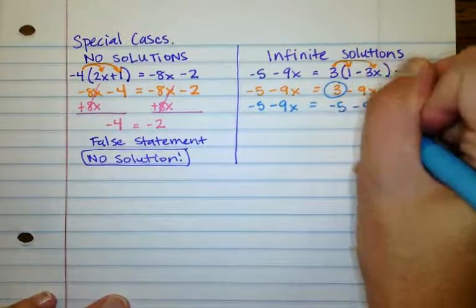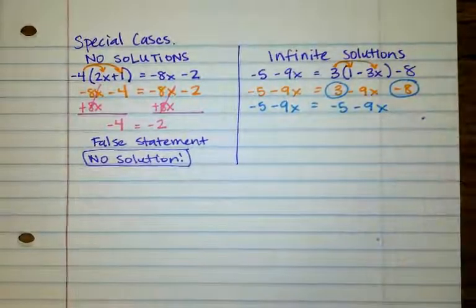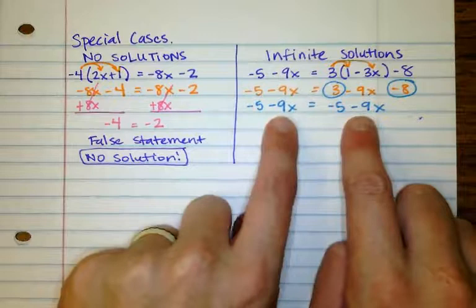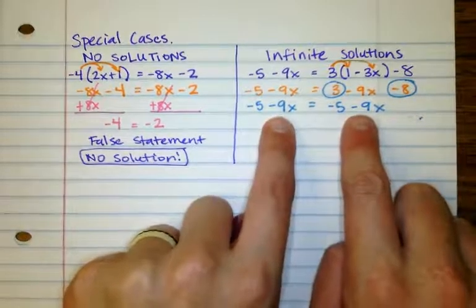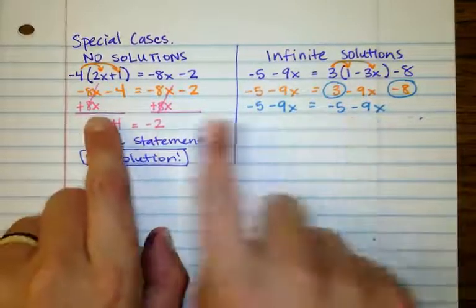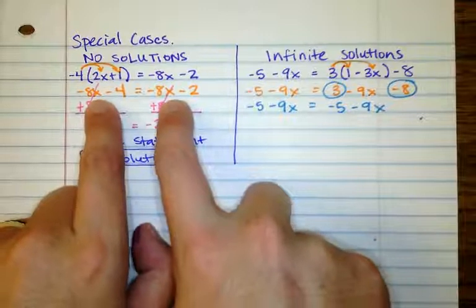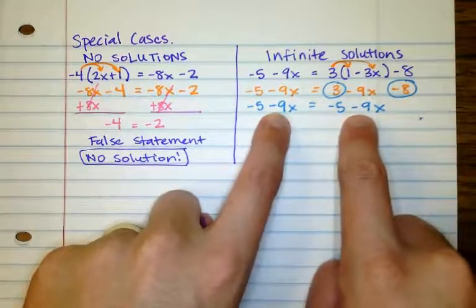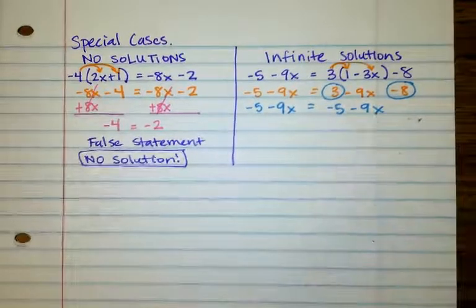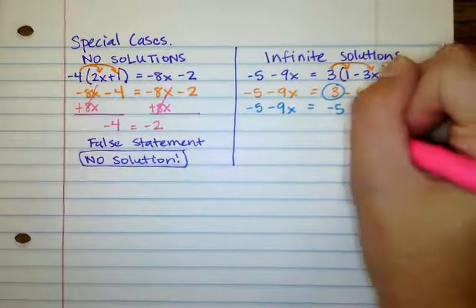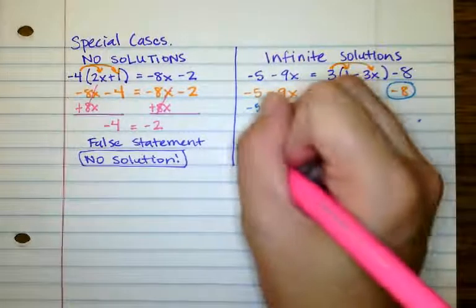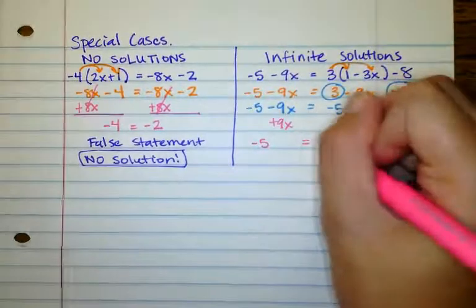Ooh, what do you notice about this equation? Both sides are the exact same. Guys, up here, were both sides the exact same? No. So this gives you a good hint right now that it's going to be a little different. So now, guys, let's move those variables. If we add 9x to both sides, we get negative 5 is equal to negative 5.